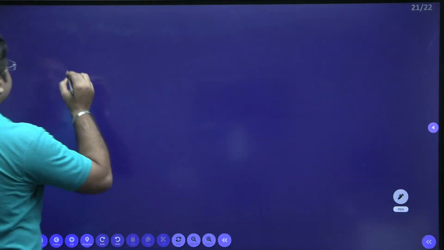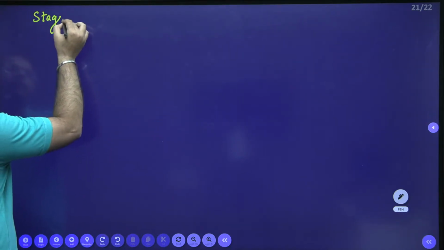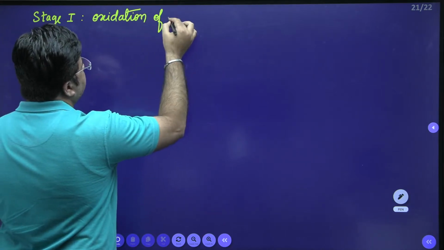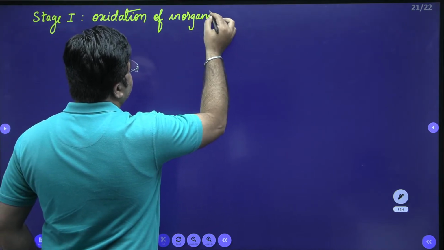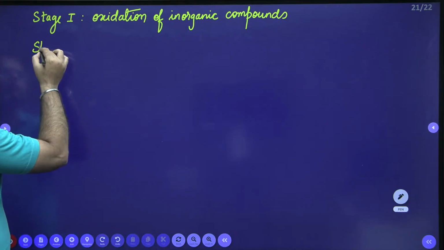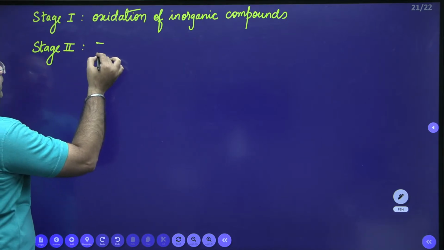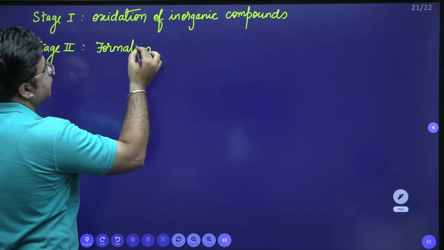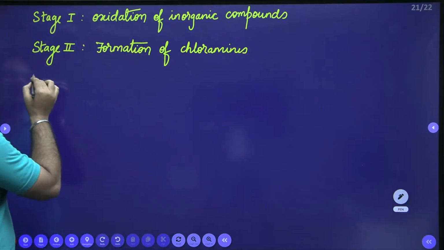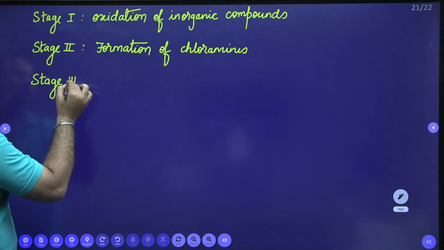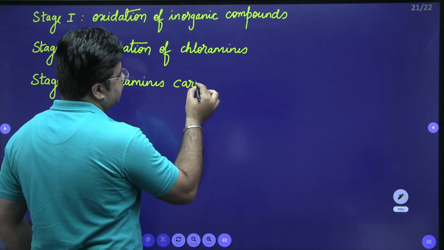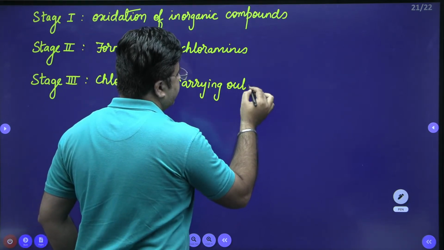So I'll write down: in stage 1 or phase 1, oxidation of inorganic compounds; in stage 2, formation of chloramines; in stage 3, chloramines carrying out the disinfection.